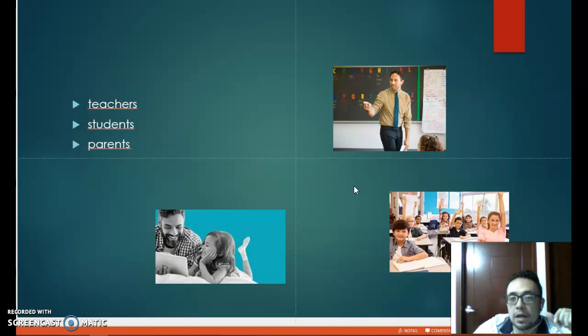key thing to keep in mind is that there are three types of profiles in the model: the teachers, the students, and the parents.